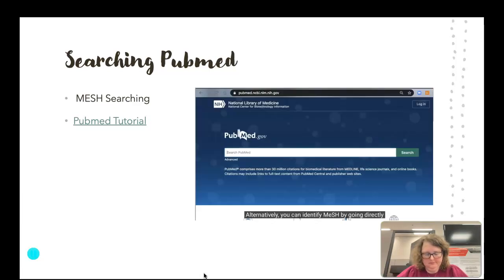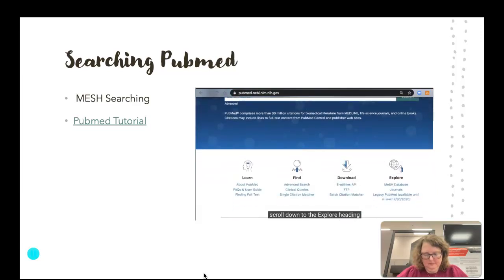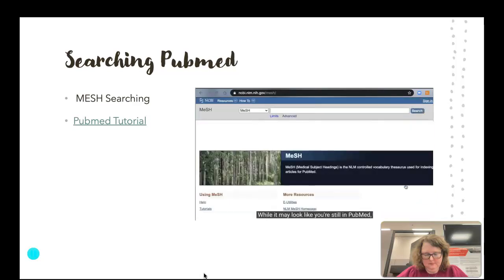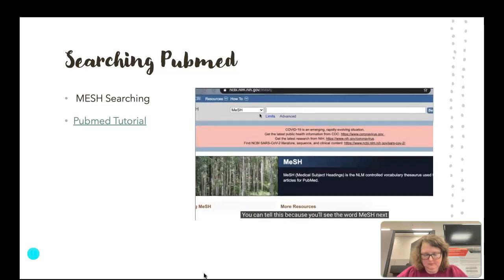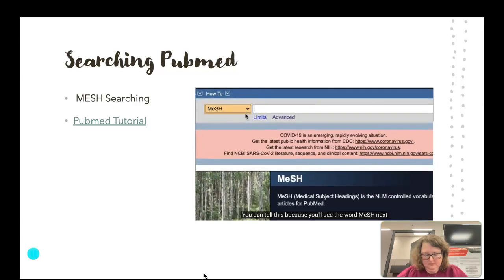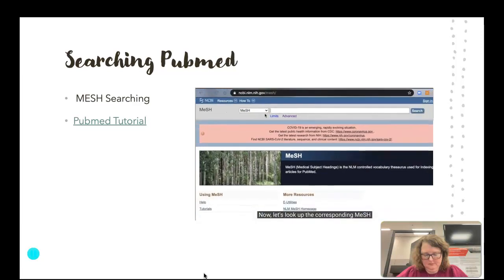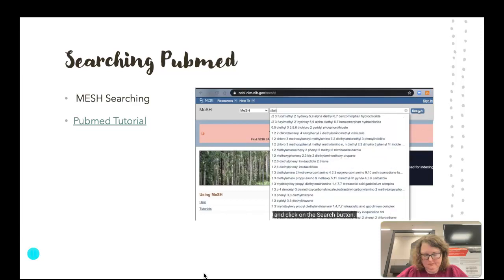Alternatively, you can identify MeSH by going directly to the MeSH database from the PubMed homepage. Scroll down to the Explore heading and click on the MeSH Database link. While it may look like you're still in PubMed, you're actually in a different database. You can tell this because you'll see the word MeSH next to the search box. Now let's look up the corresponding MeSH for our concept diet. I'll type diet in the search box and click on the search button.